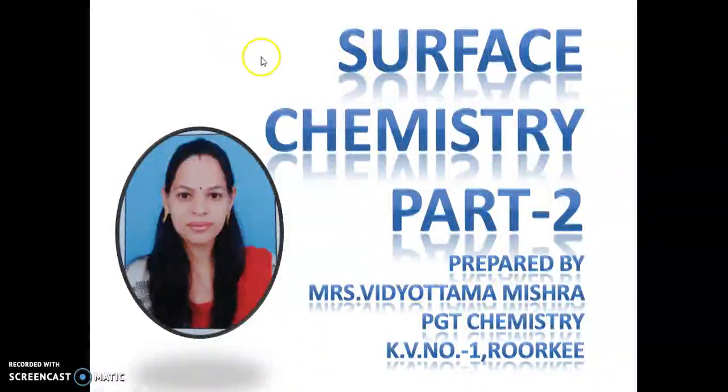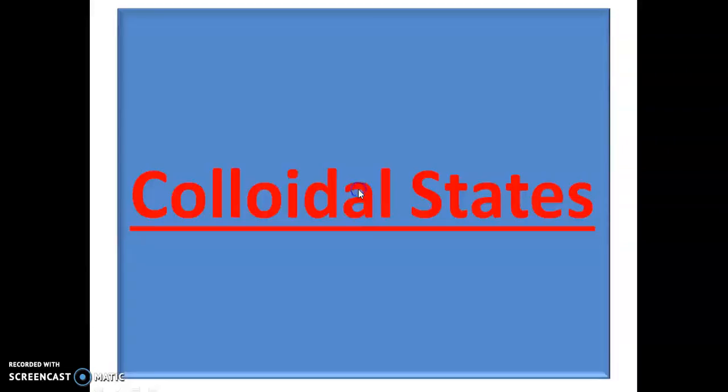I am going to start a new chapter of Surface Chemistry part 2, that is colloidal state. Before colloidal state we have already done in this chapter adsorption and its phenomena, catalysis and other examples of adsorption. In this part of the chapter, we will study about the colloidal solutions. Colloidal solutions are a special type of solution in which the particle size is different.